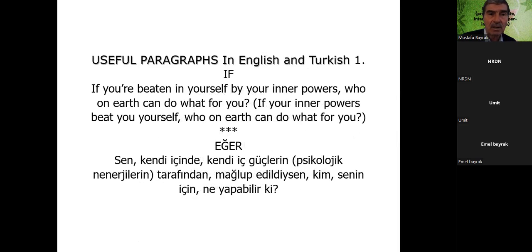Now, useful paragraphs. If you are beaten, this is also a passive sentence. Let me say it again. In this intermediate harmony 2 level, we will learn it. Okay. If you are beaten in yourself by your inner powers, who on earth can do what for you? Now, this is the active form. If your inner powers beat you yourself, who on earth can do what for you?